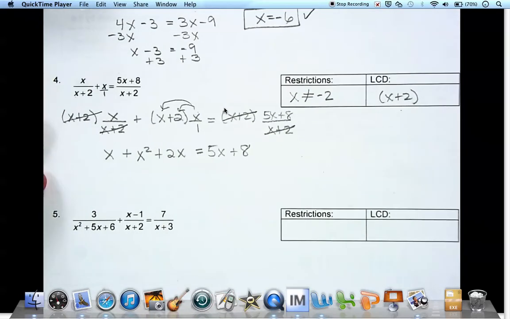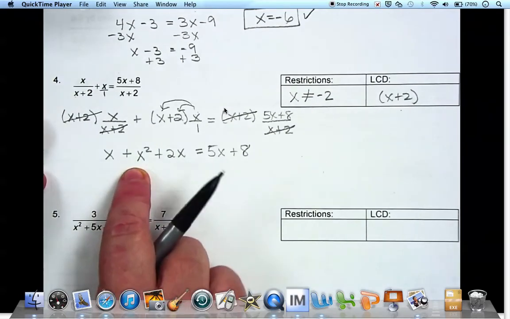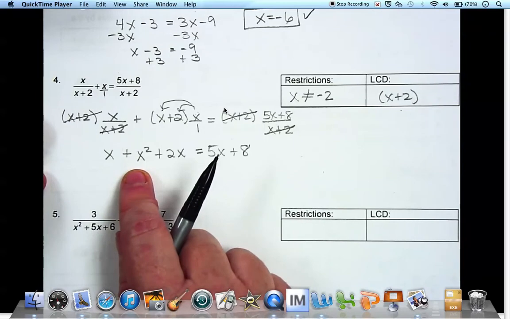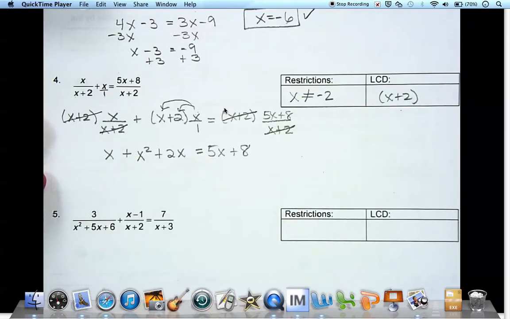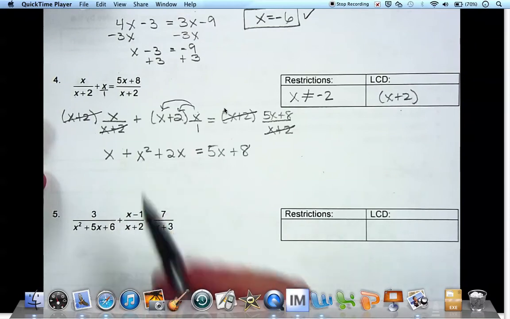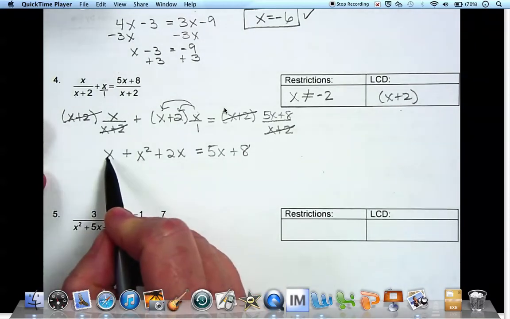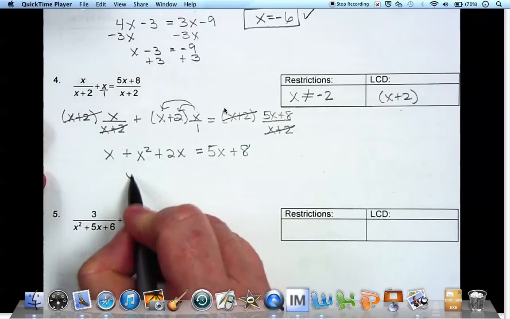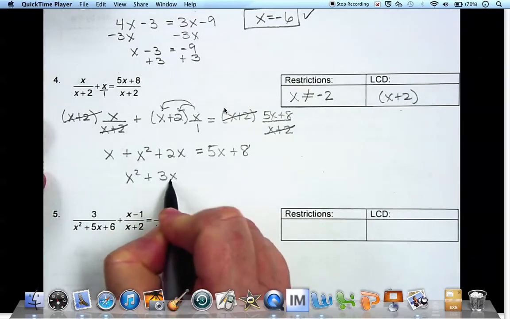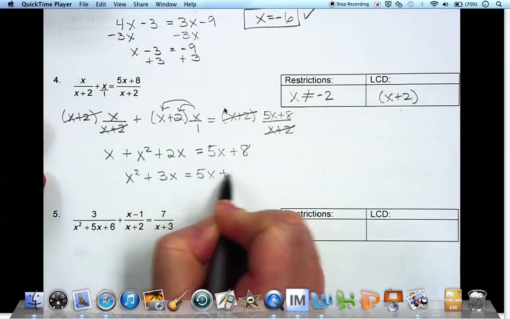Okay, now this one's different than all the others because it has an x squared, and that means it's a quadratic. When it's a quadratic, it means we're going to get 2 answers, and we want to set everything equal to 0. So we're going to keep this one positive and keep it here. Let's go ahead and combine the x and the 2x. So we have x squared plus 3x equals 5x plus 8.